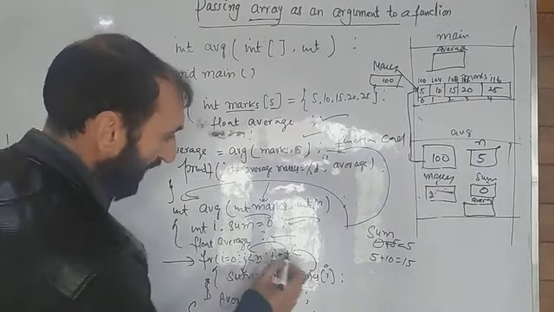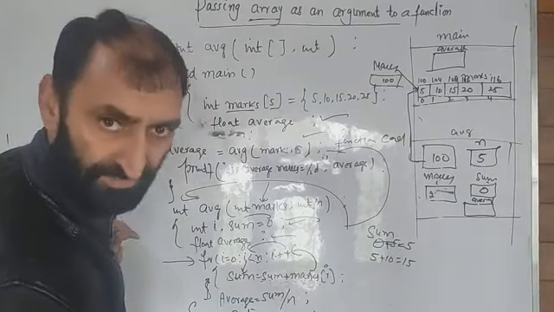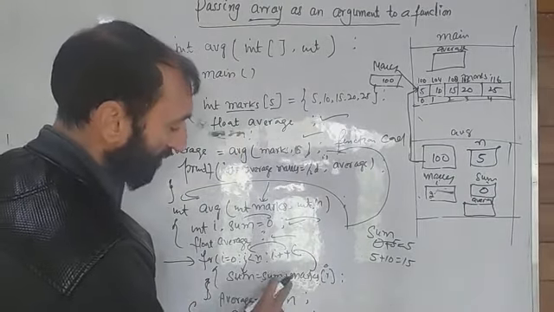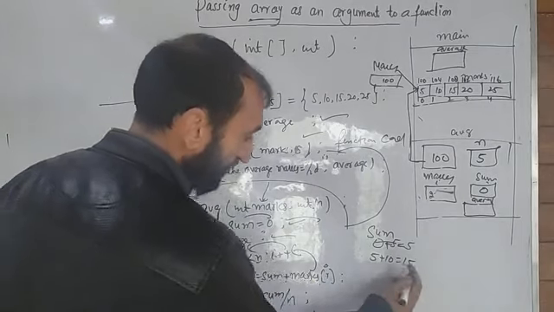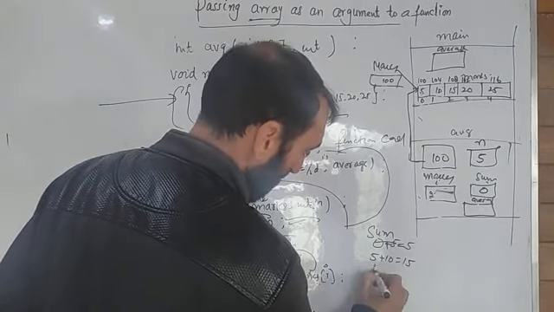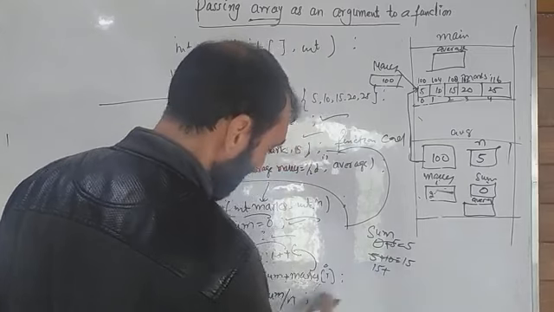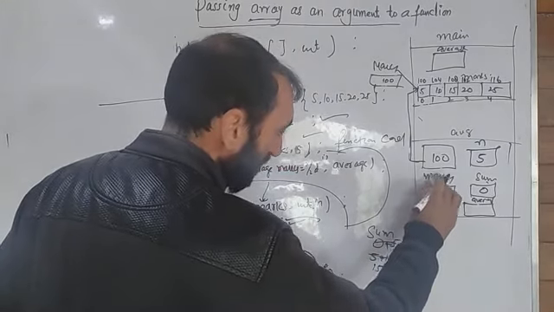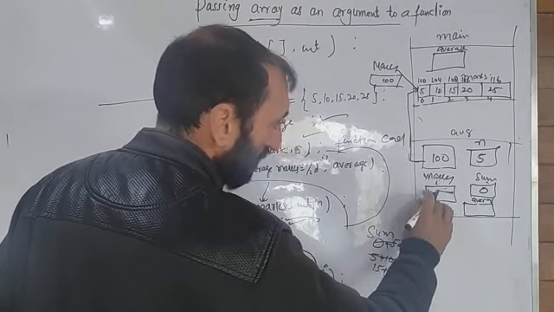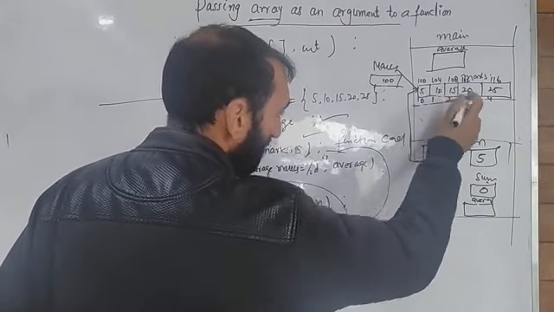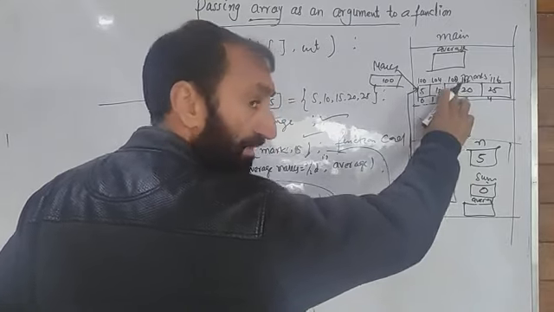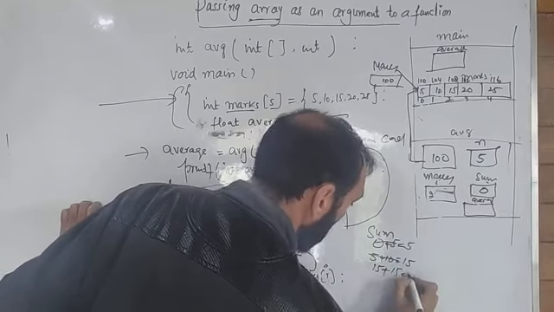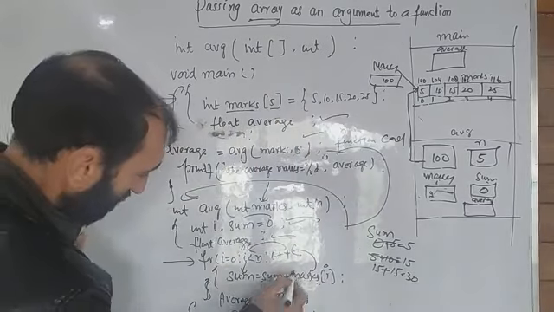Sum equal, I less than n. 2 is less than 5. Yes, the condition is true. Control will reach sum equal to sum plus marks of I. What is sum? Sum is 15. Plus marks of I. What is I? I is 2, that means the second location. Marks of 2 is 15. That means 15 plus 15 equal to 30.